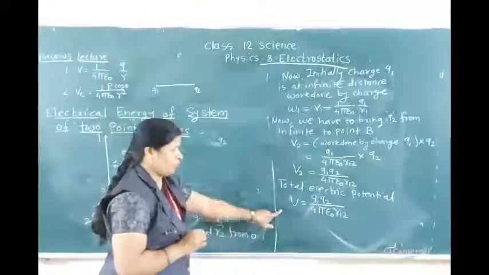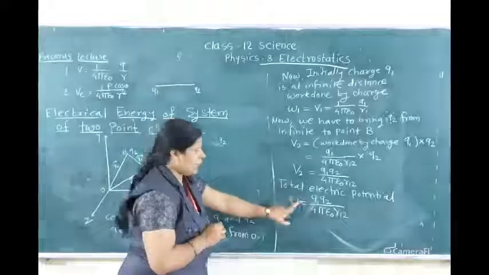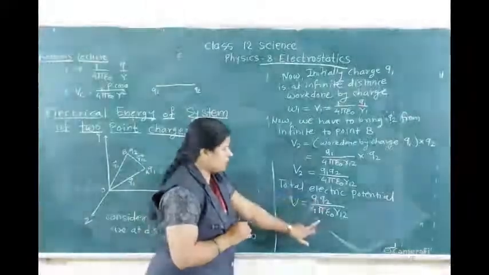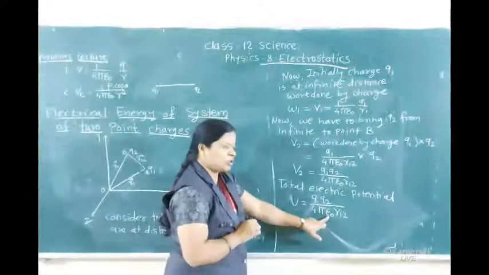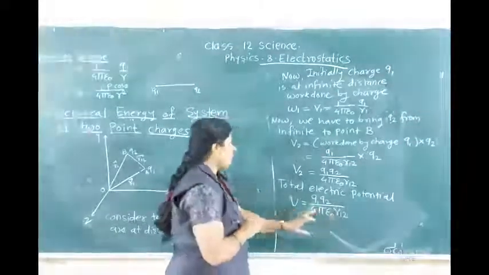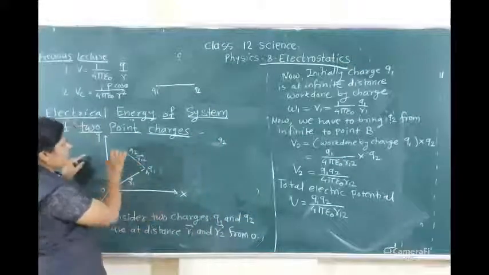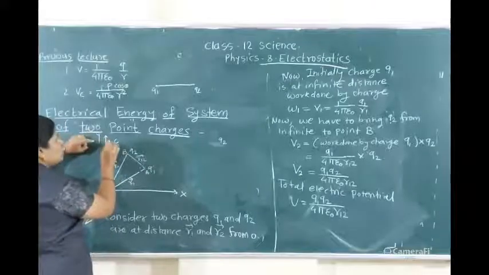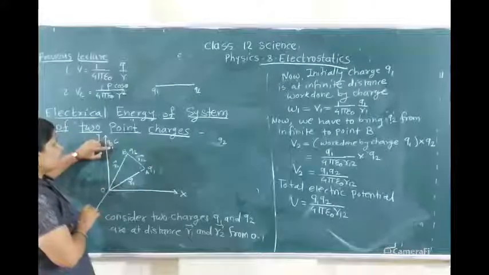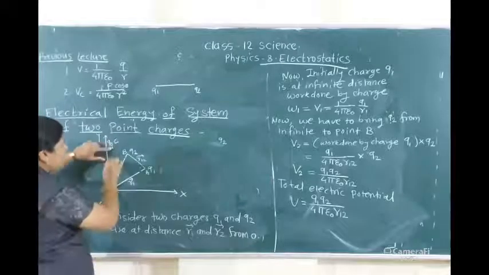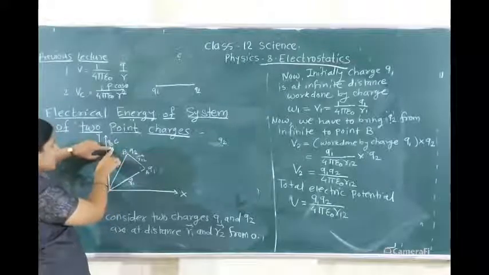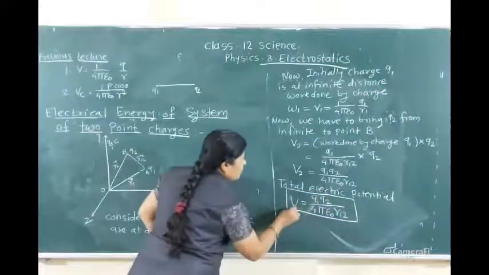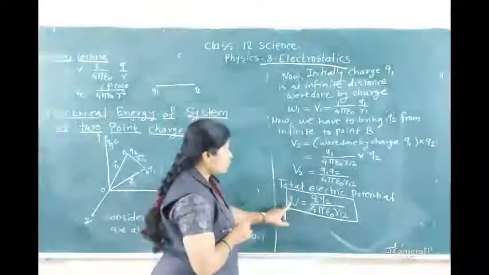Suppose there is another point, say C, for the charge Q3. For the charge Q3, the electric potential is V3. We get this total work done for these two charges: U is equal to Q1 Q2 divided by 4 pi epsilon 0 R12, because charge Q2 is at a distance R12 from the charge Q1.